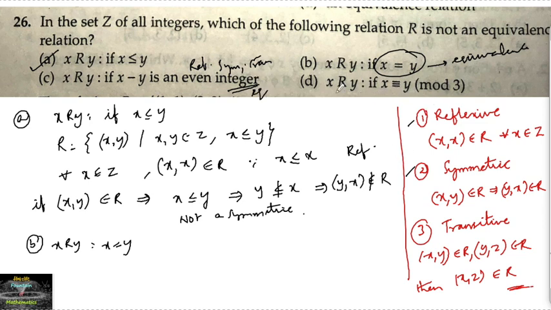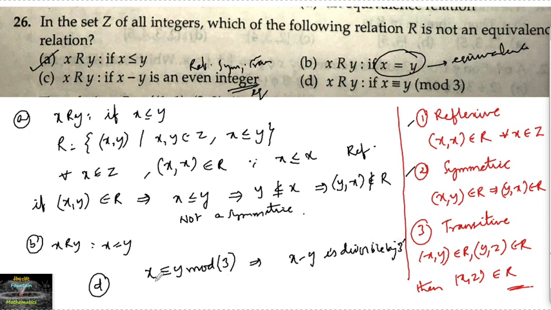And coming to the fourth option here, x is related to y if x is congruent to y mod 3. So what is congruent? Fourth option, let me write here. x is congruent to y mod 3. That means x minus y is divisible by 3. This is the congruent definition. That is, x minus y is equal to 3 times some integer.